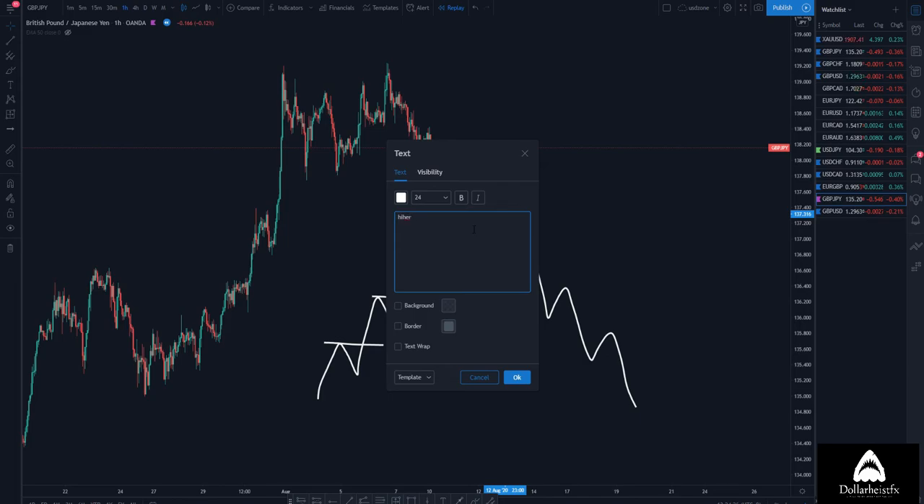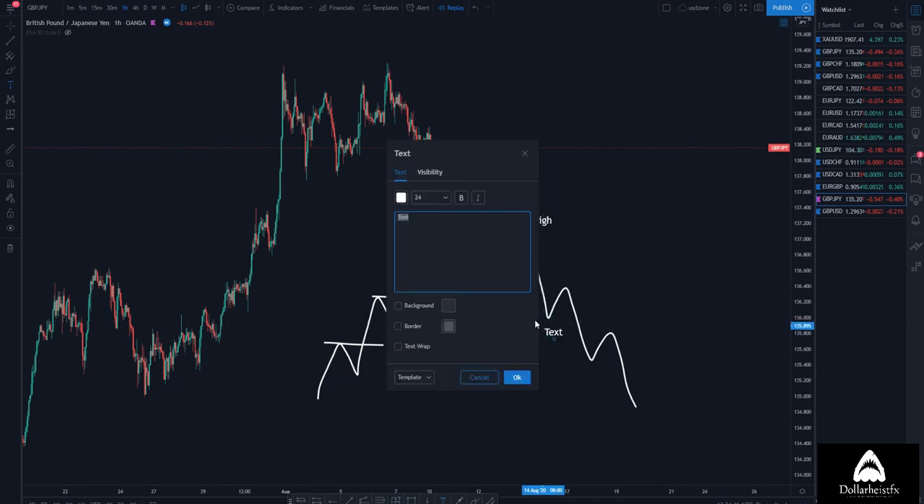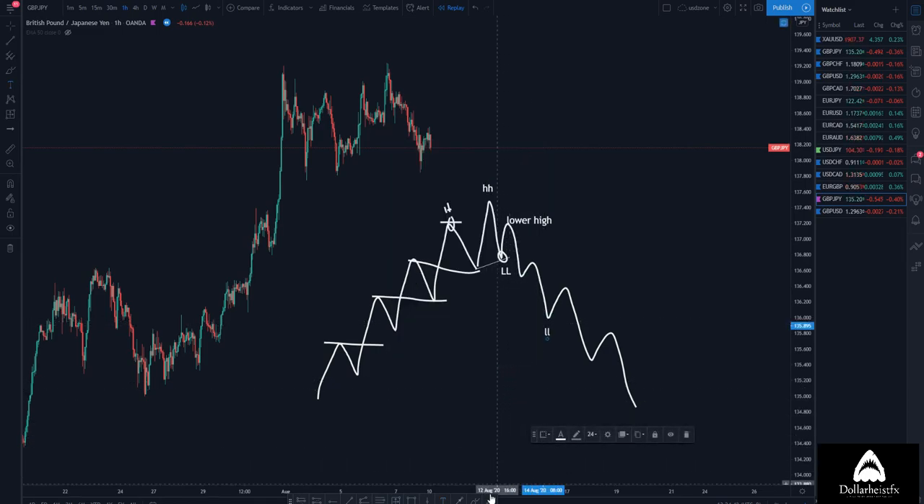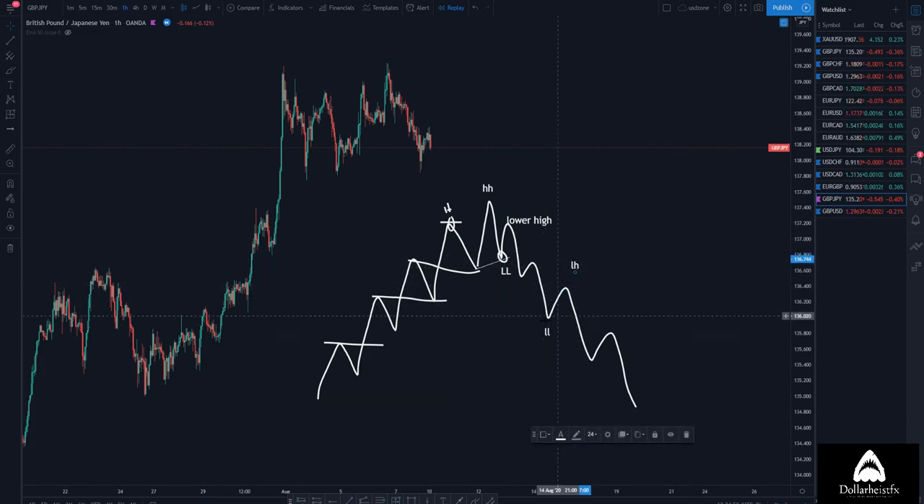we consider it a lower high, I'm sorry, lower high. Lower high, lower low, same rules apply. Lower high, lower low, lower high, lower low, lower high, lower low.